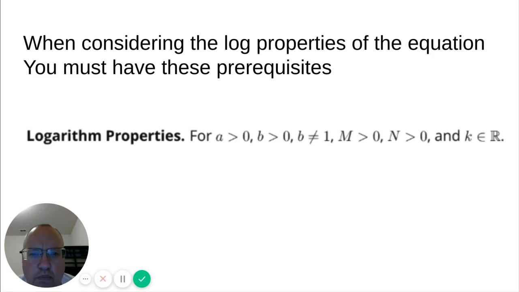For our logarithm properties, for any positive a, the b must also be positive. B can't equal 1. M has to be greater than 0, n has to be greater than 0, and k can belong to the set of real numbers. The reason I'm doing this is that in the general property, you're going to see all of these letters. So just get ready, we're going to jump in here.